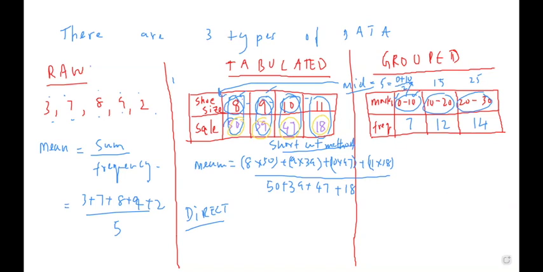Moving on to the next screen, and ways to find mean. Raw data, I don't think we need to go over, right? Look at tabulated data. Three methods. First is direct method. For direct method, you have a set of columns that you need. For all of these, there's a set of columns. For direct method, I think there are three.